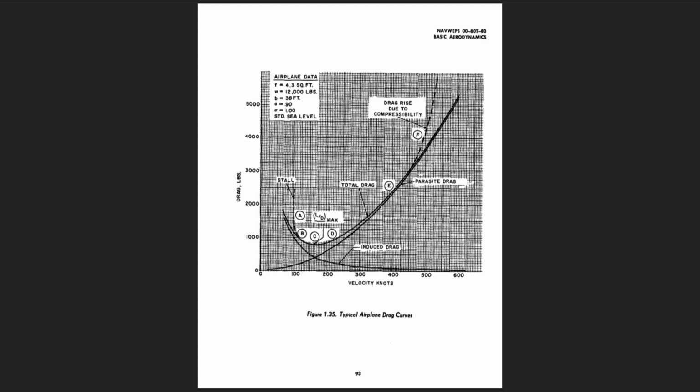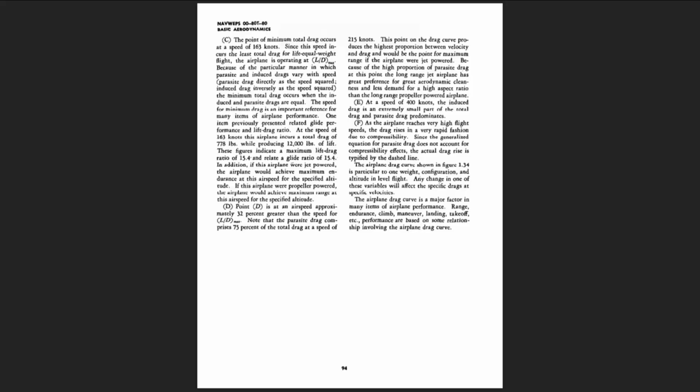E. At a speed of 400 knots, the induced drag is an extremely small part of the total drag and parasite drag predominates. F. As the airplane reaches very high flight speeds, the drag rises in a very rapid fashion due to compressibility. Since the generalized equation for parasite drag does not account for compressibility effects, the actual drag rise is typified by the dashed line. The airplane drag curve shown in Figure 1.34 is particular to one weight, configuration, and altitude in level flight. Any change in one of these variables will affect the specific drags at specific velocities.